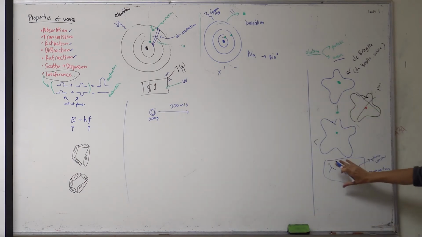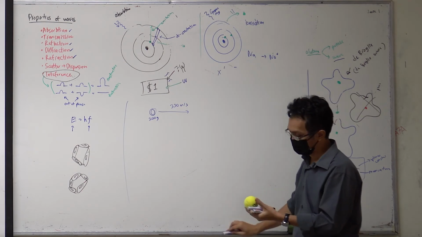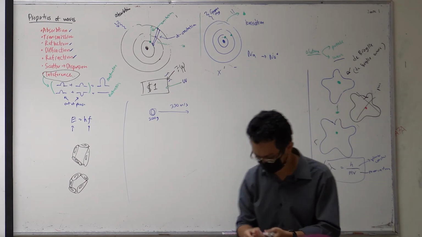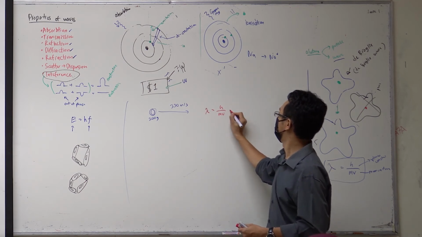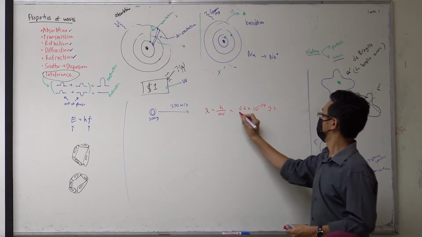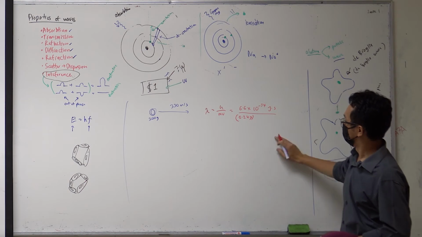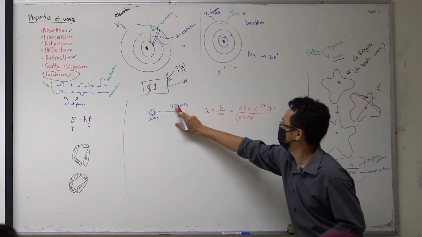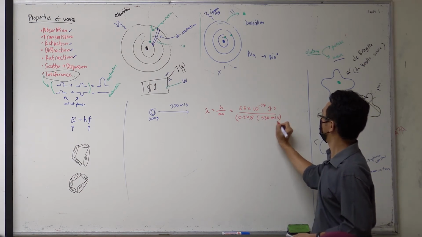Okay, so using this de Broglie equation, you will know what is the wave emanated from this tennis ball. So if you calculate lambda equals h divided by mv, h we know is the Planck constant, 6.6 times 10 to the power of negative 34 joule second, divided by the mass, 0.2 kilogram, and then the speed, 330 meters per second. So you calculate that. I don't have the calculator.